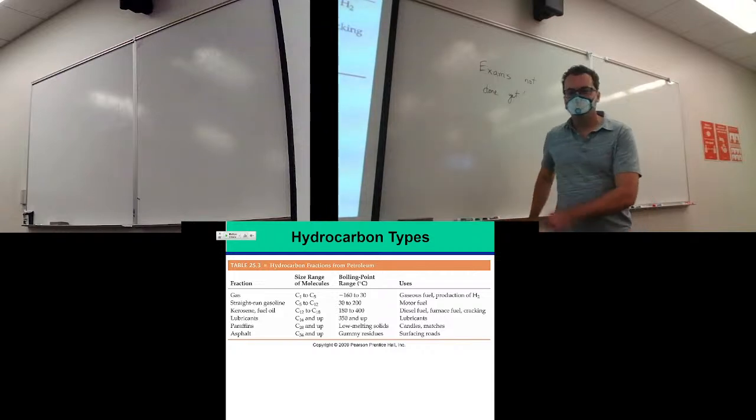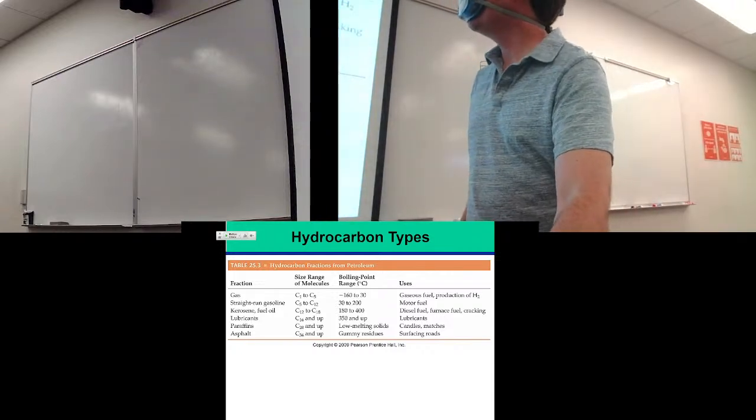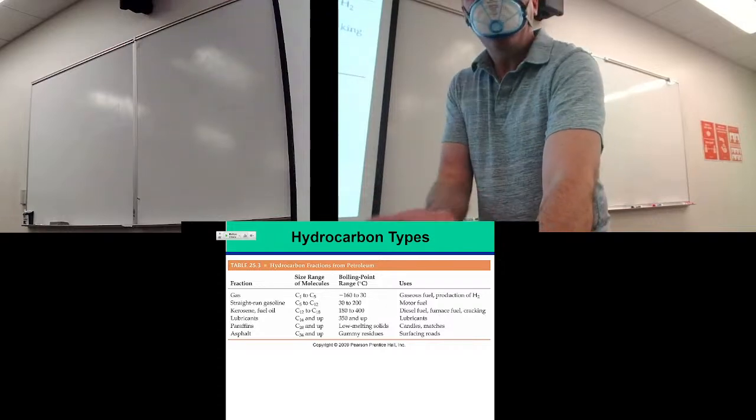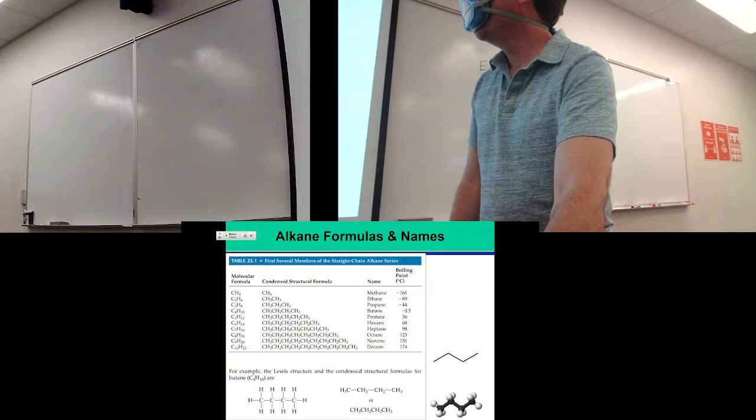So there's something there. Why is the boiling point going up? What is it about the extra carbons? Is it just the weight, or is it something more than that?